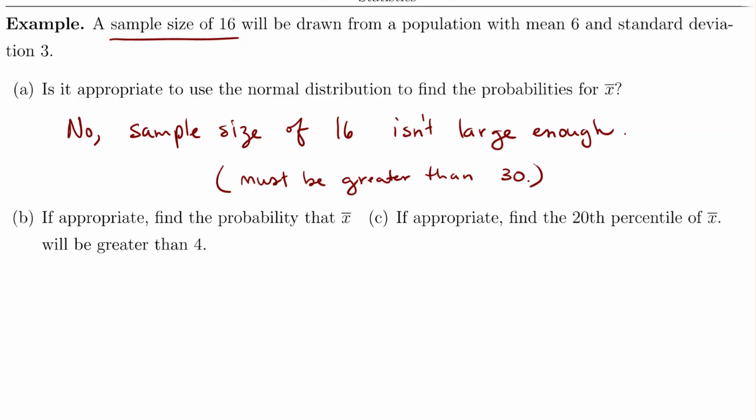Now B says if it's appropriate, find the probability that X bar will be greater than 4. This is not appropriate because of part A. We can't use a normal distribution, our sample size is too small. Similarly, it says if appropriate, find the 20th percentile. Again, not appropriate, because both of these would rely on using the normal distribution as an approximation, which we just can't do because of the small sample size.